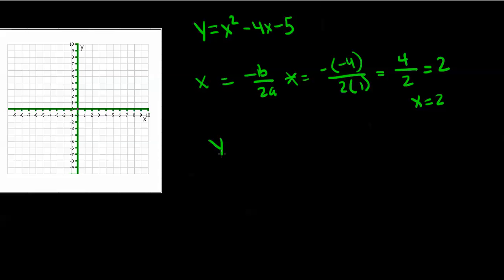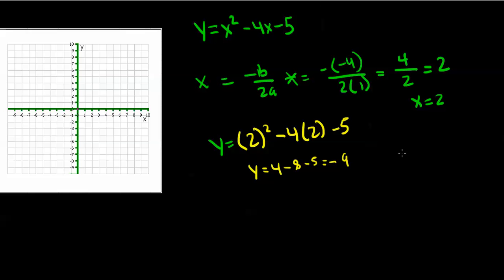So we can plug this x value back into the original equation. So we get y equals 2 squared minus 4 times 2 minus 5. And when we simplify, we end up with 4 minus 8 minus 5, and that simplifies to negative 9. So the vertex of our graph is going to be (2, negative 9). So let's go ahead and graph that point right now. And we can go ahead and draw our axis of symmetry right there. We know that it's just going to be a dotted line going up from that point.